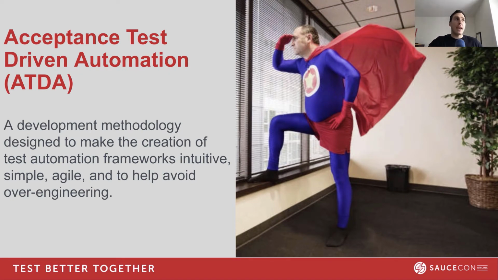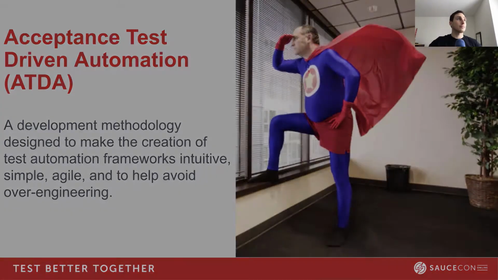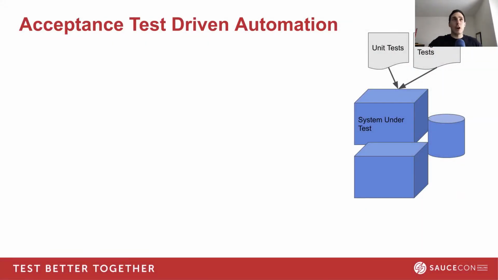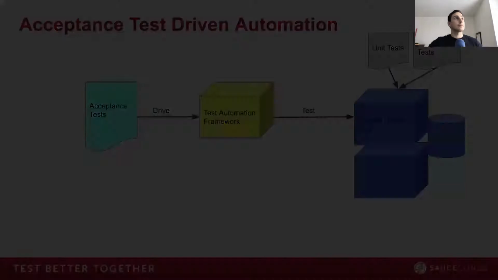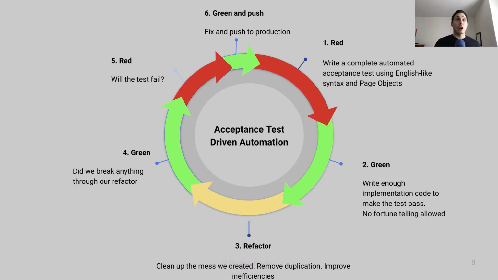Acceptance test-driven automation is a development methodology designed to make the creation of test automation frameworks intuitive, simple, agile, and to help avoid over-engineering. Acceptance test-driven automation is exactly what it says. We use the acceptance tests to drive the development of the test automation framework, which will ultimately test our system under test. To use acceptance test-driven automation, we iterate through numerous phases in order to create our automation framework.